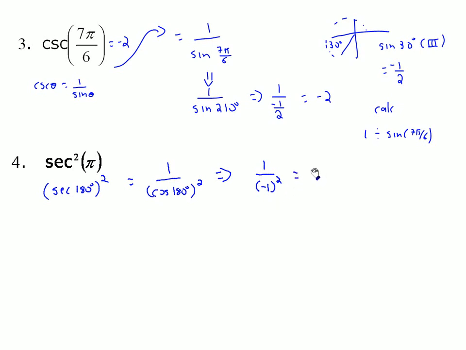So 1 divided by negative 1 squared is just equal to 1. Try it on your calculator if you're not sure. Go 1 divided by the cosine of pi squared.